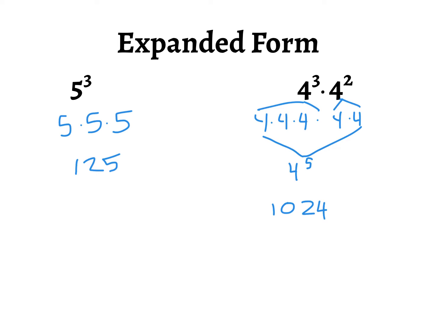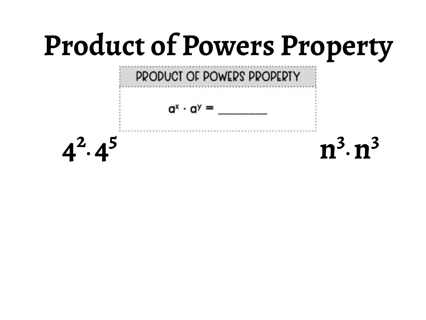So expanding it is really just writing another form of seeing this exponent. 5 to the third means we're multiplying the number times itself 3 times. Here, because we have a group of 3 and a group of 2, we're multiplying 4 times itself a total of 5 times, or 4 to the 5th. And that actually brings us to our first rule.